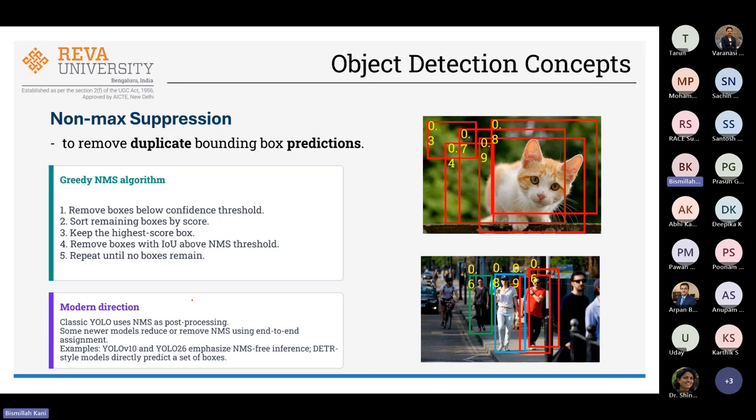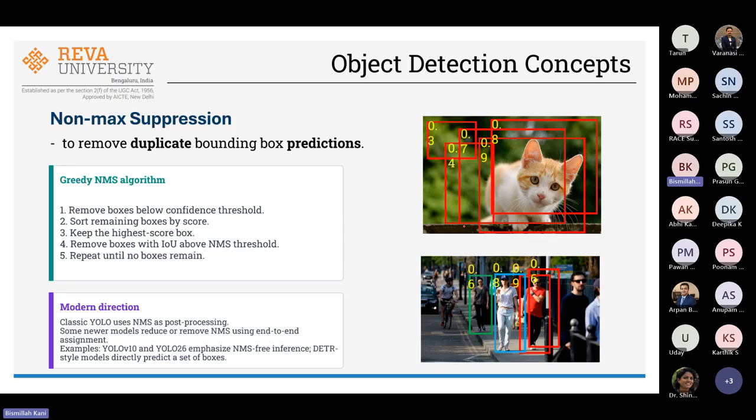This is a way to remove duplicate bounding box predictions. The model does not have the capability to give just one single bounding box per object. It will give you multiple bounding boxes per object. So you need to select one bounding box from those multiple predictions of the model. Okay, but how will we select it? That is why we have non-max suppression. It works on a greedy non-max suppression algorithm.